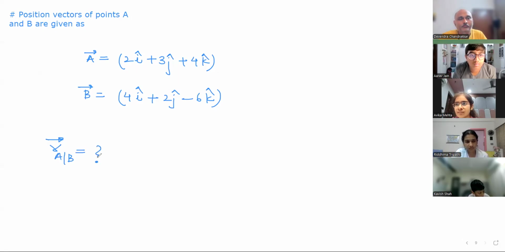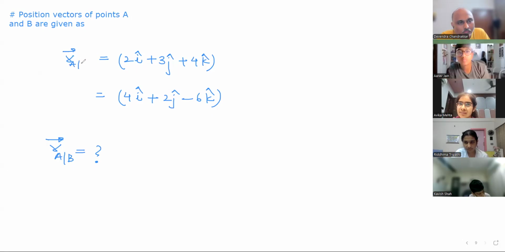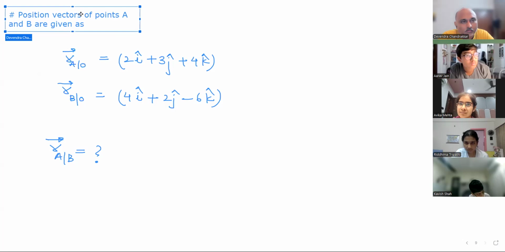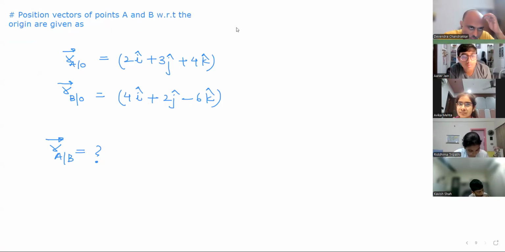Do it and show me. I just want to check. If you want, you can write these as R A O, R B O. Position vector from where? With respect to origin. Origin are given as this and this. Find RAB. I'll be back in a minute. Okay, 2 minutes.